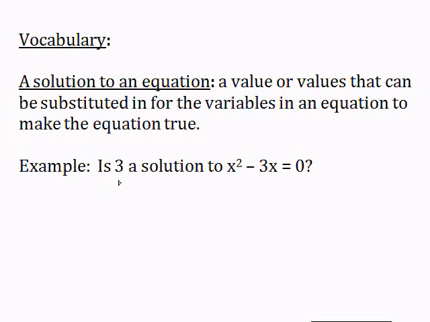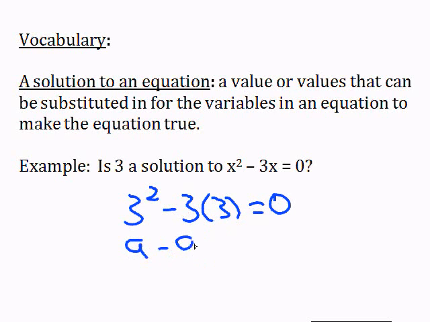For example, we're going to take a look and see if 3 is a solution to x squared minus 3x equals 0. Based on our definition, if we substitute 3 in for the x, it should give us a true statement if it's a solution. So let's try that. 3 squared minus 3 times 3 equal to 0. 3 squared is 9, minus 3 times 3 is 9. 9 minus 9 is 0, 0 does equal 0, so the answer is yes, 3 is a solution to the equation because when substituted in for the x values, it makes the equation true.